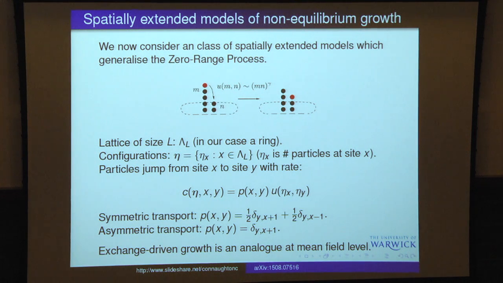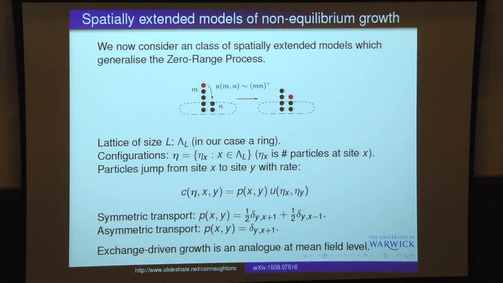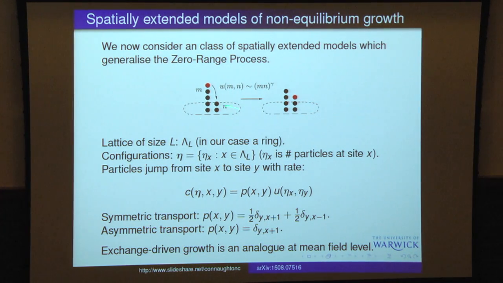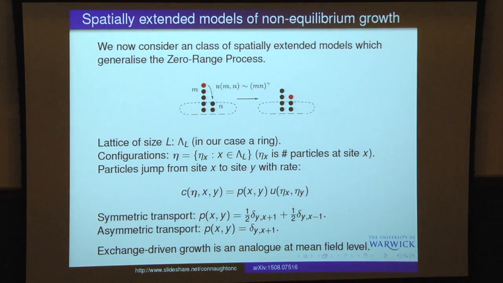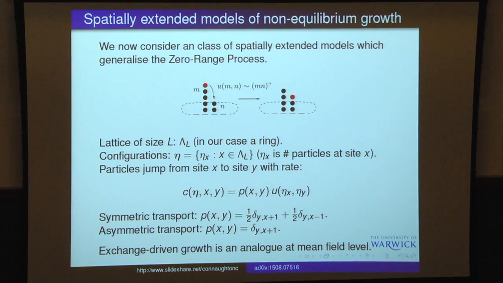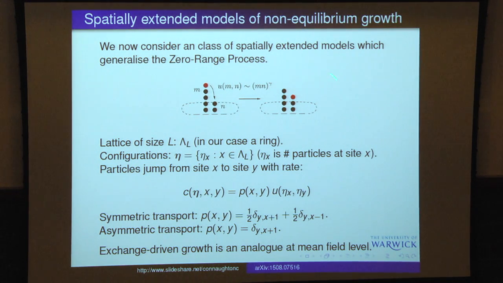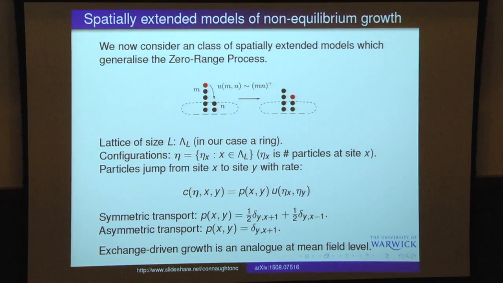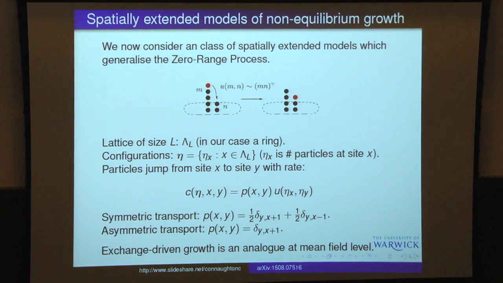And the point of why I was telling you about the exchange-driven growth in the first part of the talk is that, in some sense, exchange-driven growth is a mean field analog of this. If there was no space, and you think of each site as being a cluster, particles are only allowed to exchange monomers, but they can go both ways. So in some sense, the exchange-driven growth model of Ben-Naim and Krapivsky is a mass action kinetics for these mass transport models, where you think of lattice sites as clusters.